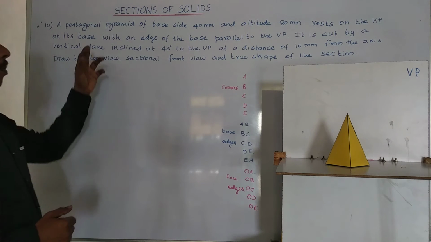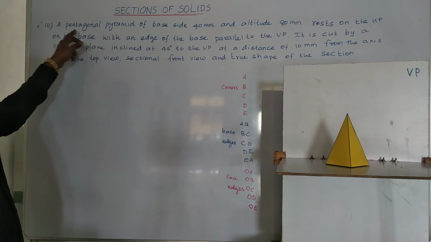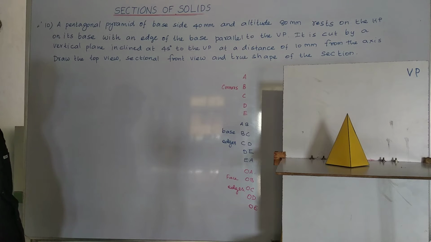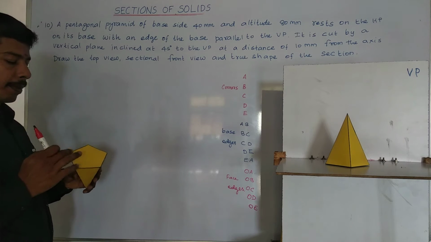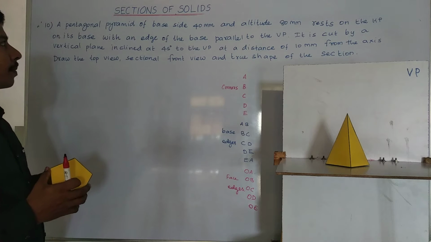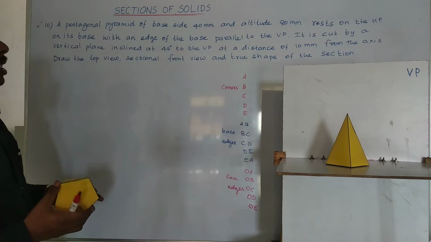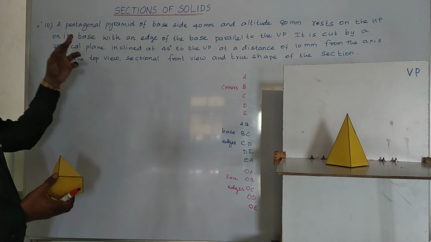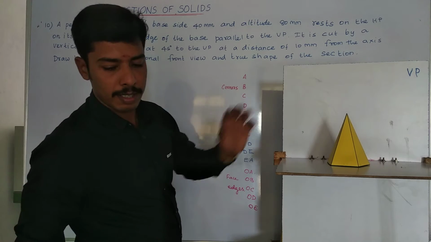Let us solve one problem on sections of solid. Here, a pentagonal pyramid. Pentagonal pyramid means the base is a pentagon, with side 40 mm and altitude 80 mm, resting on the HP on its base.